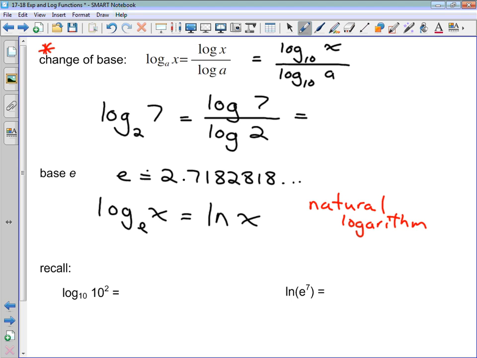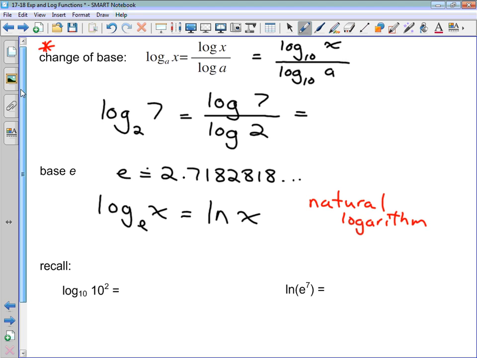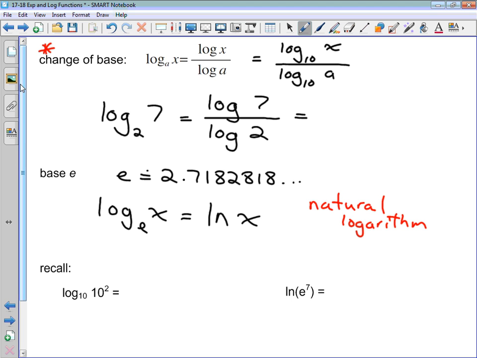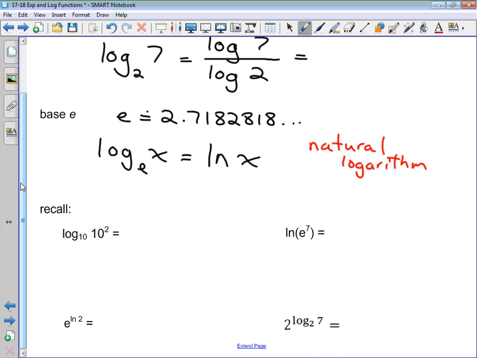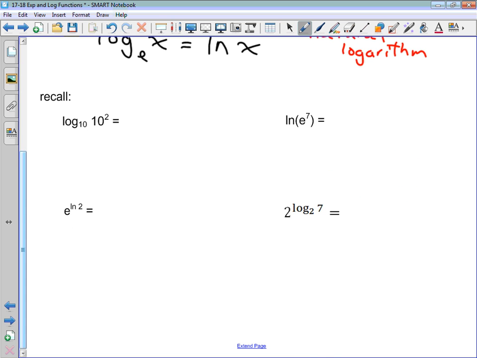Okay? So often when we get something that is a logarithm to some other base, we are going to want to change it into something that is in base e, and that's where this change of base formula is going to come in. Okay? Now, just recall here a couple of properties of logarithms and exponential functions. So let's say I've got something like this, log to the base 10 of 10 to the 2. And I wanted to evaluate this thing. What would this evaluate to?